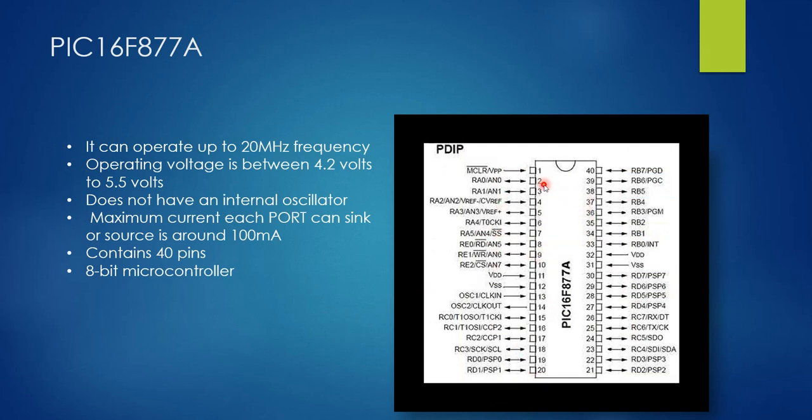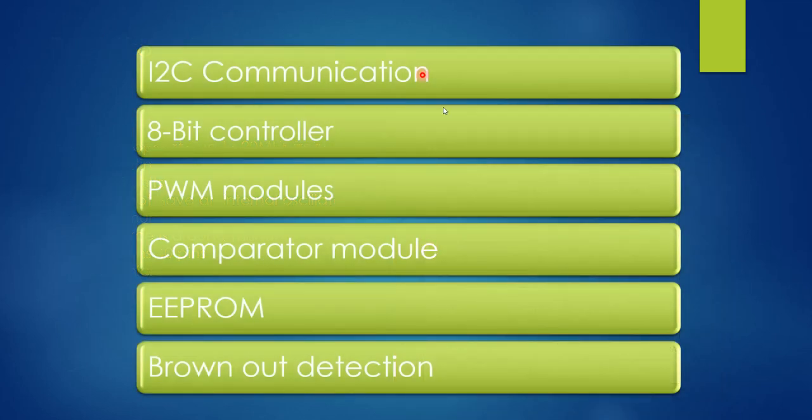It has got 40 pins, and it's basically an 8-bit microcontroller. Its operating voltage is from 4.2 to 5.5 volt, and it can operate up to 20 megahertz frequency. Next, these are some of the features of the microcontroller we are using here. It supports I2C communication. Comparator modules are present. EEPROM is there, and these are the features.